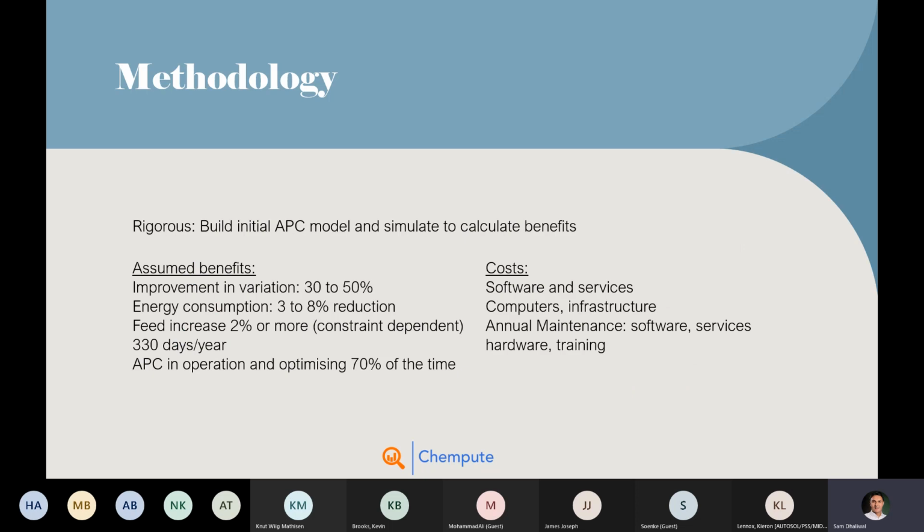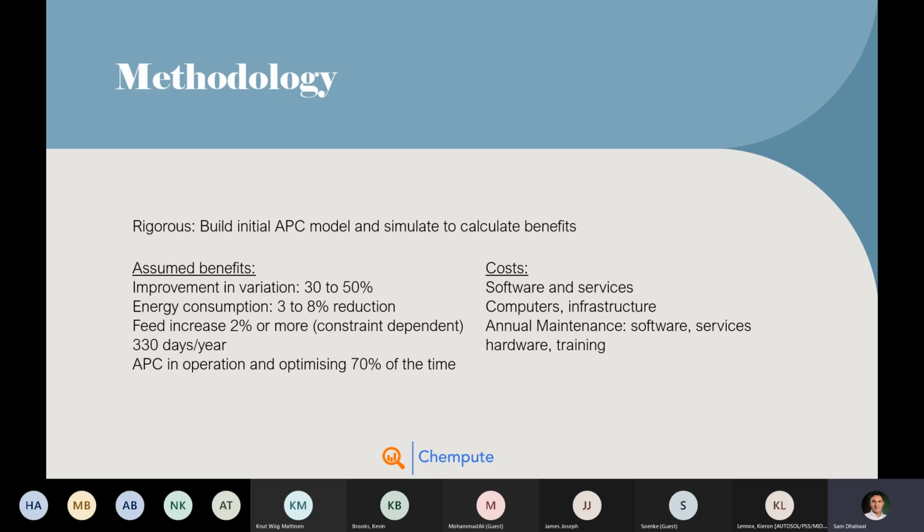So in terms of methodology, how do we get to these values, and how do we actually calculate these numbers? There's a rigorous way of doing this where you would build an initial advanced process control model and simulate that model to calculate the benefits. This is a rigorous method. It is very accurate. It's time consuming, and typically, if you have the skills in-house at your facility, you could do it yourself. If you don't have the skills or the software, you might need to ask a consultant to do this for you, and it may not be free.